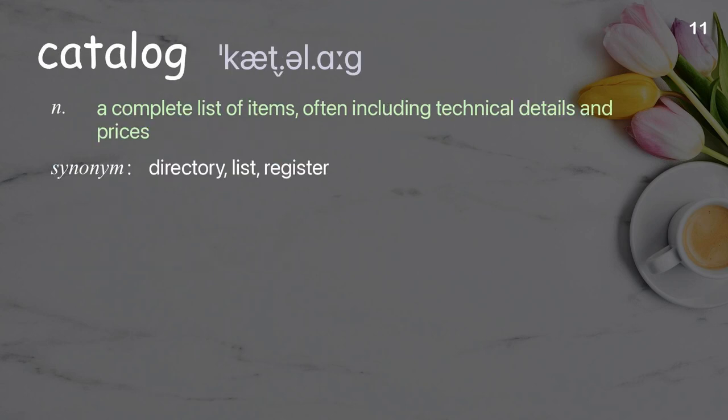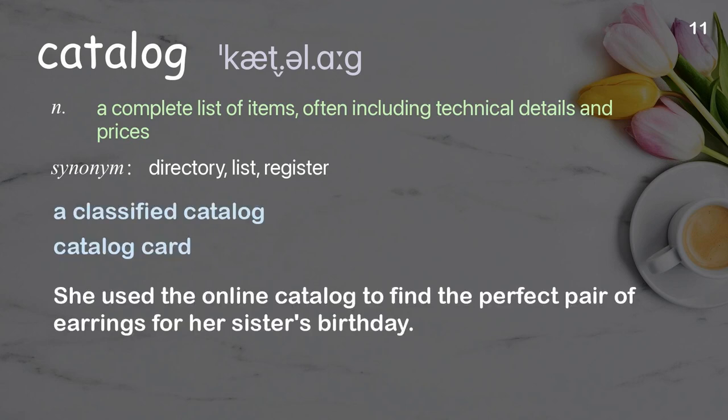Catalog. A complete list of items, often including technical details and prices. Examples. A classified catalog. Catalog card. She used the online catalog to find the perfect pair of earrings for her sister's birthday.